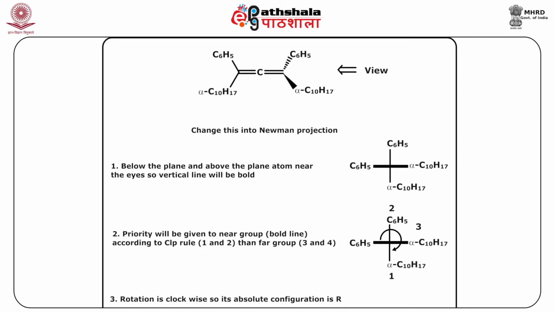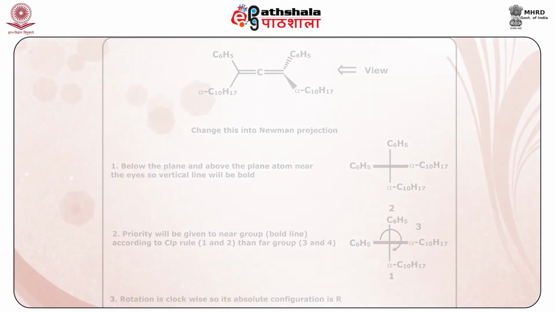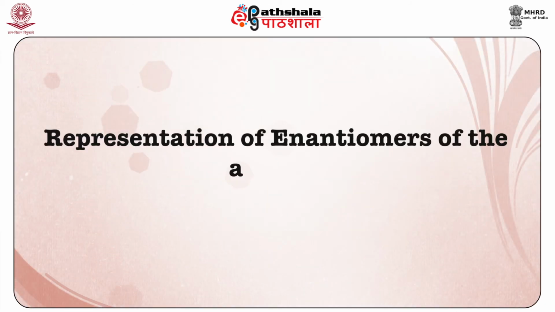Now when you view this same allene from the right hand side and put it in the Newman projection, again the rotation comes out to be R, and thus the absolute configuration of this allene is R, whether it is viewed from the left hand side or the right hand side. Now we shall learn about the representation of enantiomers of the allenes.